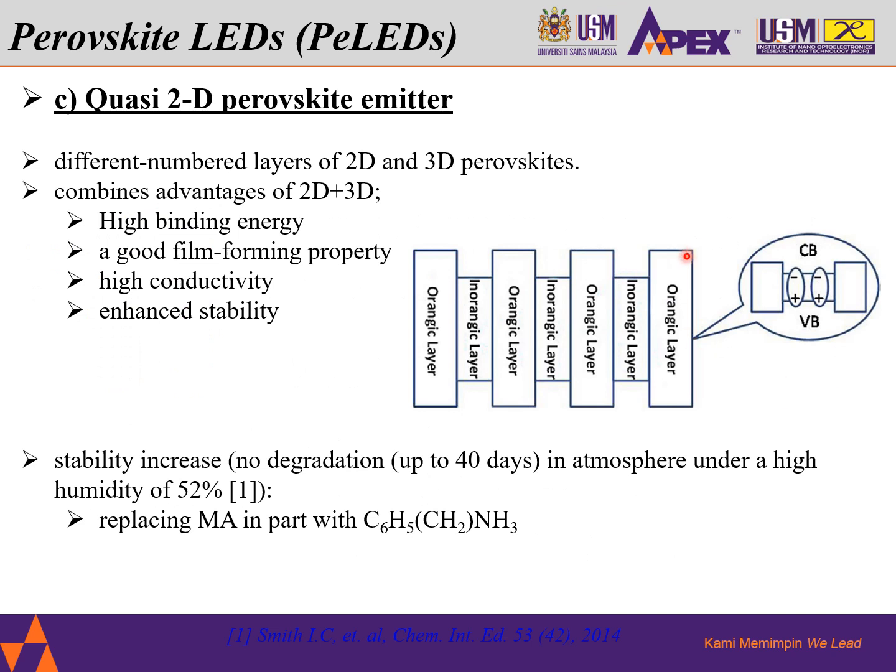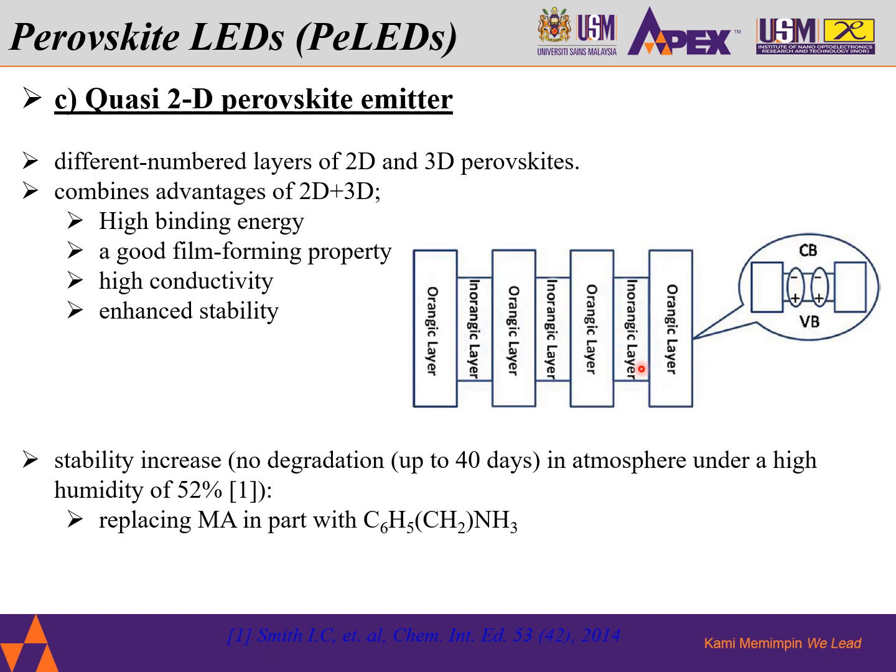For quasi-2D perovskite emitters, they are composed of different numbers of layers of both 2D and 3D perovskite. This combines the advantages of 2D and 3D materials, which can be summarized as high binding energy, good film-forming property, high conductivity for sure, and enhanced stability. And it is relatively known for achieving high stability.